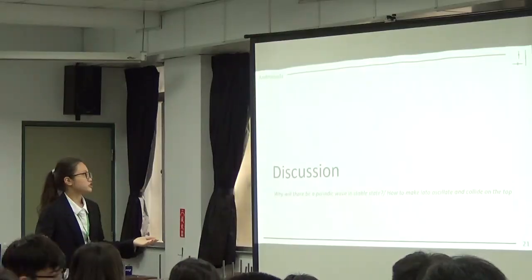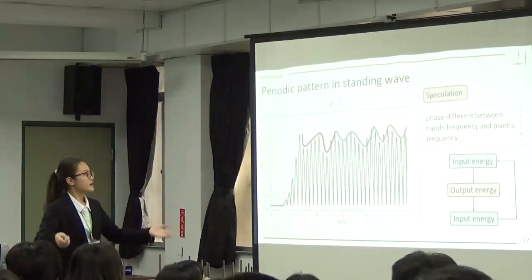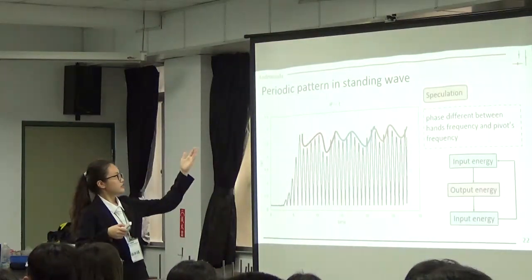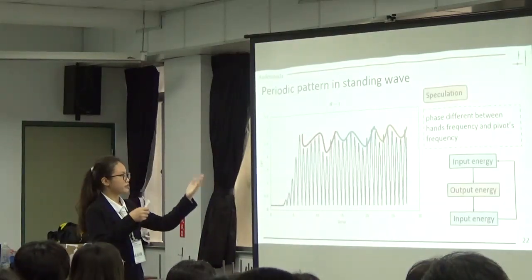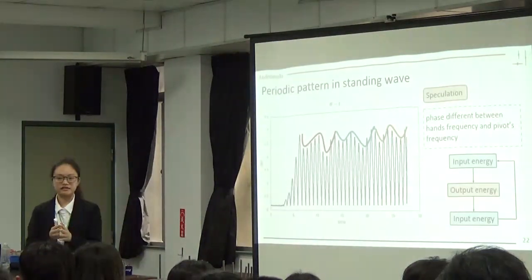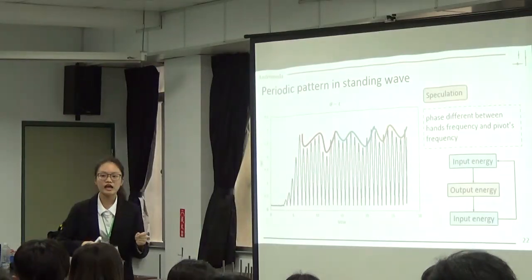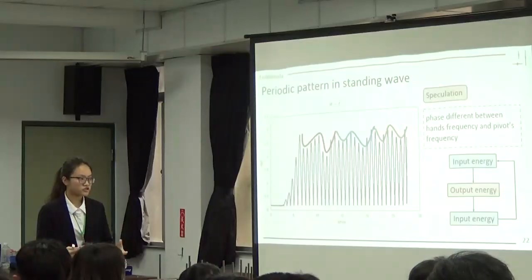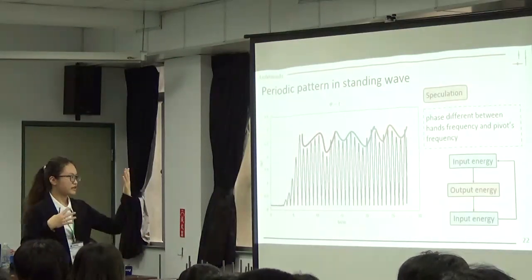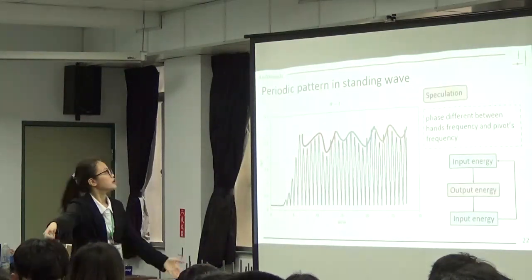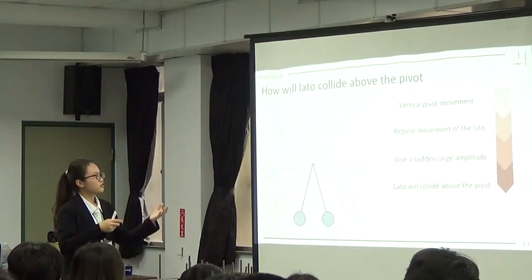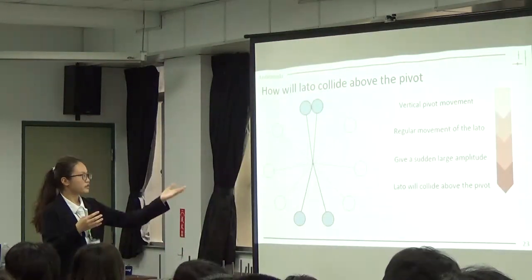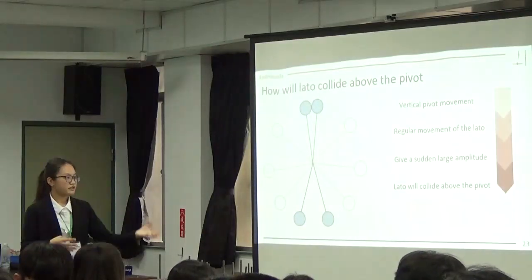And that is the discussion. First, I observed that there is a periodic pattern in the standing wave. I think the reason is that there is a phase difference between the hand's frequency and the ball's frequency, so sometimes it will input energy and sometimes it will output energy. So I think that is the reason why there is a wave here. And then, how will the lateral collide above the pivot? Because normally that's how we play it.